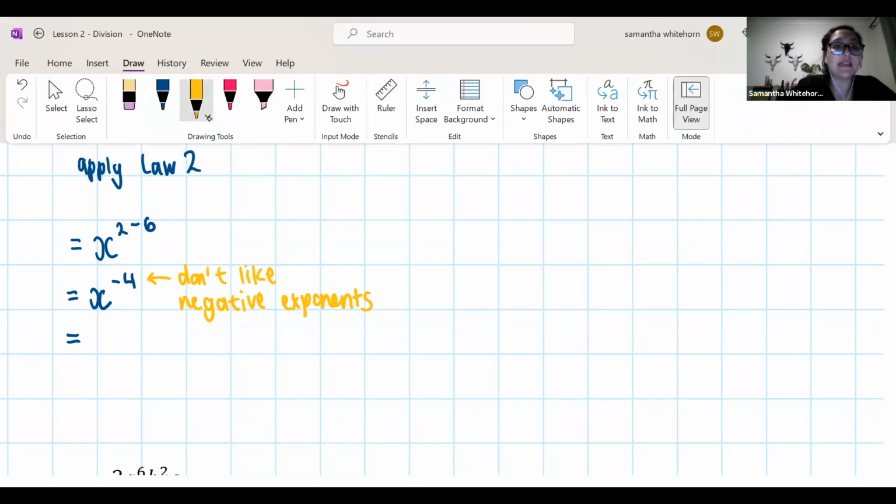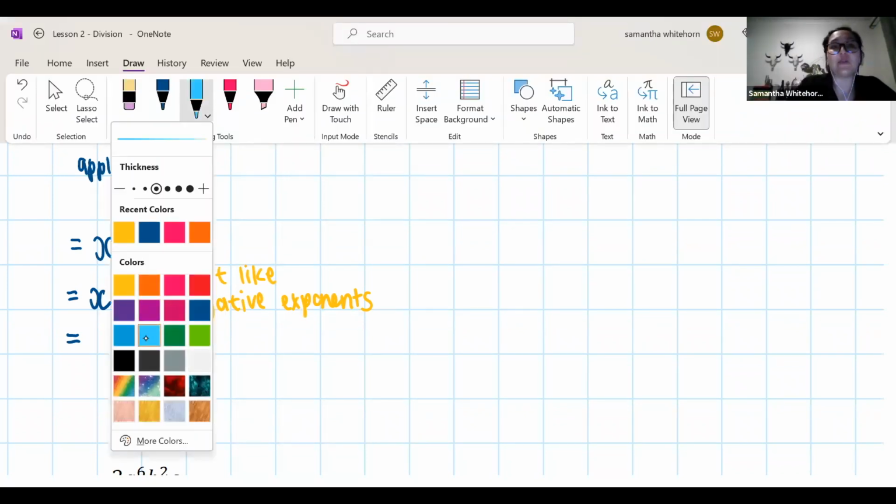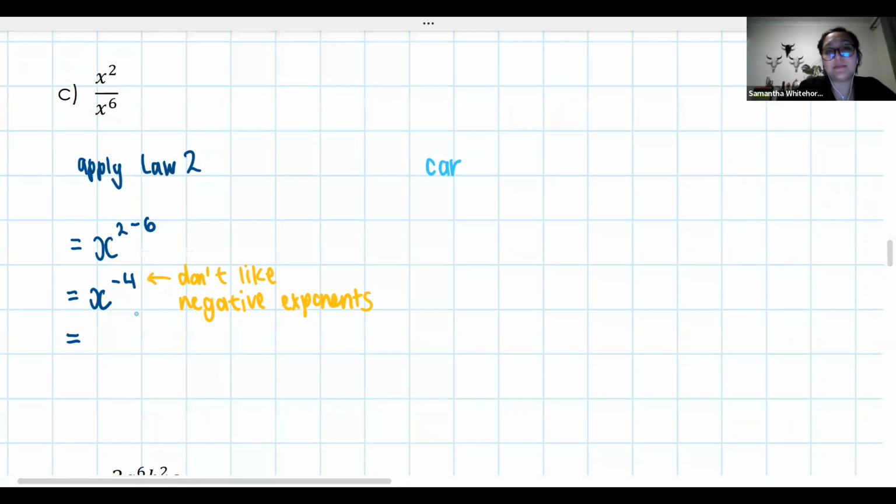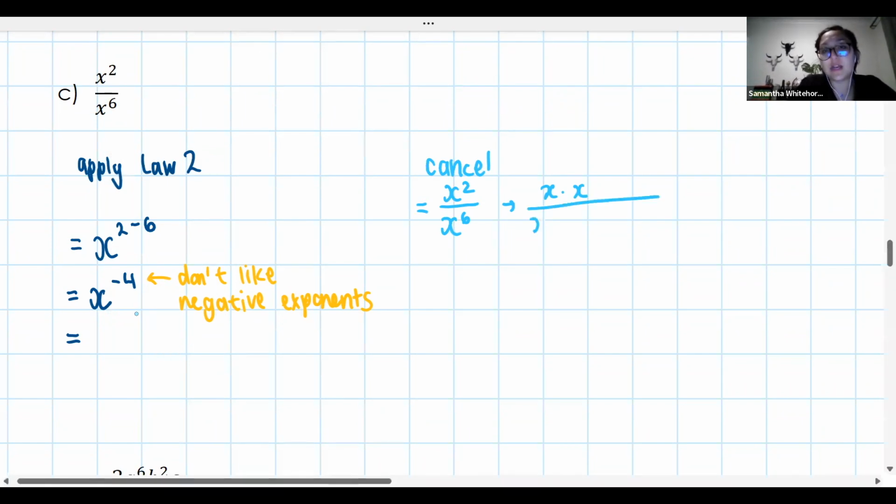Let's have a look at a slightly different way of doing this, in that we cancel. So if we're going to cancel, we have x squared divided by x to the power 6. If you need to expand this, that's fine. You don't have to expand when you're canceling, but if it helps you see it a little bit clearer, that's cool too. So we've got 2 x's at the top, 6 x's at the bottom.